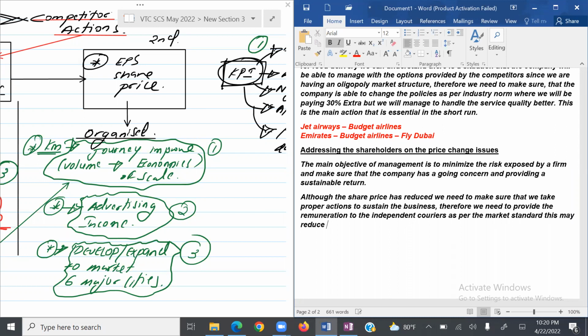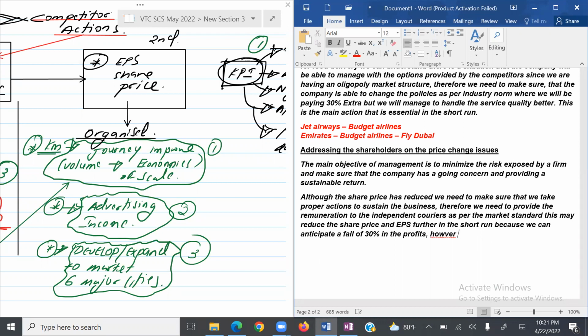This may reduce the share price and EPS further in the short run, because we can anticipate a fall of 30% in the profits. That's clear, no students? We can definitely anticipate a 30% fall in the profits. Now I will further continue, students, to make it even clearer and easier for you to understand.